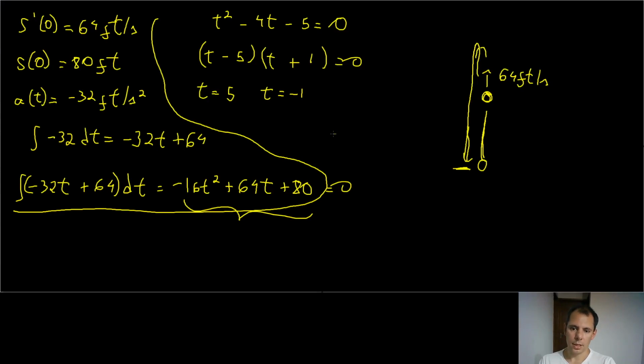down, and that's it. So this is letter A, because it's the equation of the space with respect to time, and this is letter B. That's when the ball hits the ground.